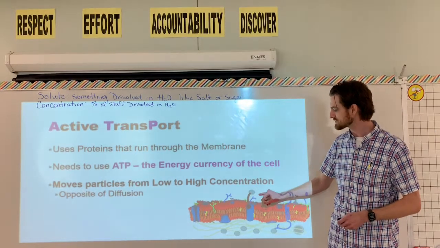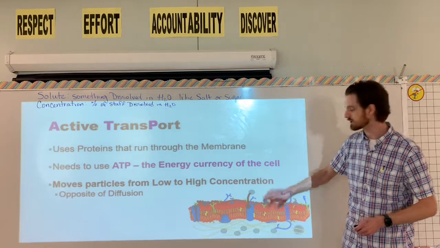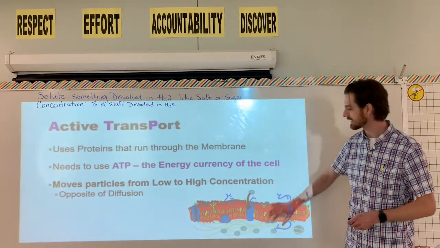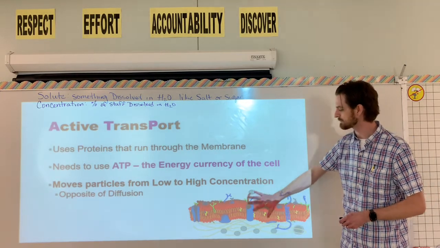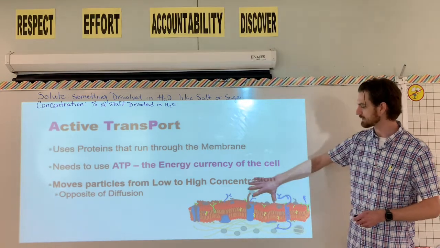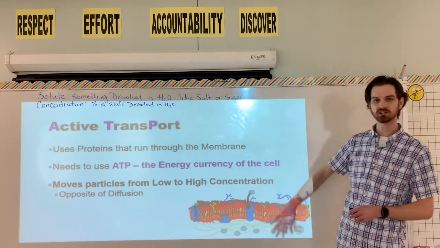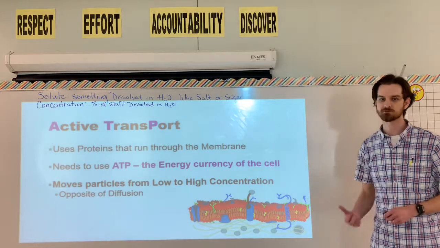Instead of it necessarily going out of the cell like it normally would, where it would try to spread out, we're in this case going to pull it in. I want to take this thing that's outside the cell that I want inside my cell, and I'm going to pull it in, even though I have a lot more out there. You can flip-flop it if you had a lot of particles outside the cell and only a few inside the cell. Sometimes you want to get rid of those particles. They could be waste or something like that. So you use active transport to move that.